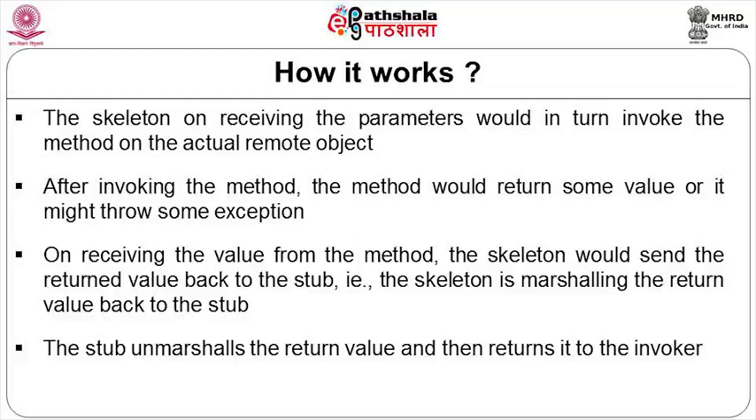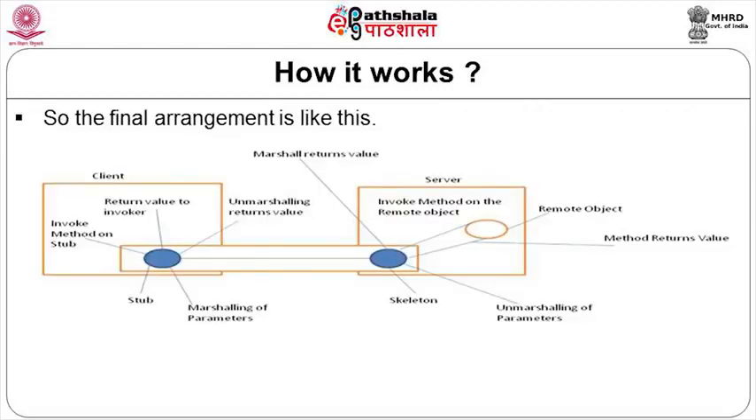What is being done by the skeleton here is marshalling the return value back to the stub. The stub, on receiving, unmarshals the return value, and then the stub in turn returns the same value, whatever it has unmarshaled, back to the invoker. So that way, whatever object was returned by the remote object's method invocation, the same object is being returned back to the invoker by the stub. So this is how the ultimate arrangement would be.